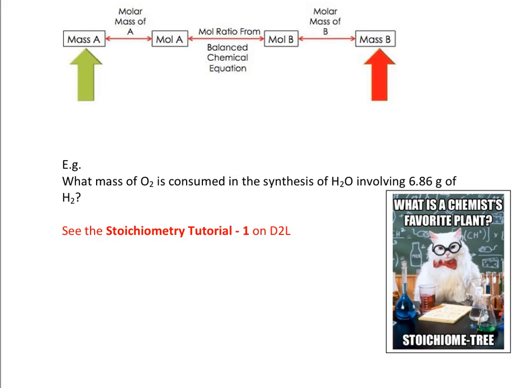So hopefully from this tutorial you see that stoichiometry really is about using the balanced chemical equation and mole ratios to relate the moles of one thing to the moles of something else so that you can determine whatever it is you need to determine about a process.